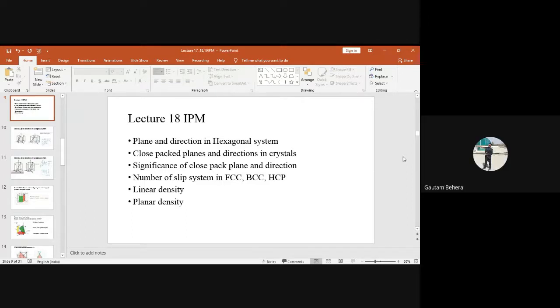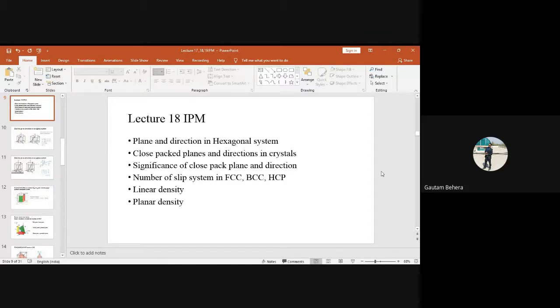So this is lecture number 18 of the Introduction to Physical Metallurgy class. Today these are the contents: planes and directions in the hexagonal system, close-packed planes and directions in crystals, significance of close-packed planes and directions, and the number of slip systems in FCC, BCC and HCP, linear density, planar density. I'm not sure that we'll complete all the things today. I'll try my best within the time.